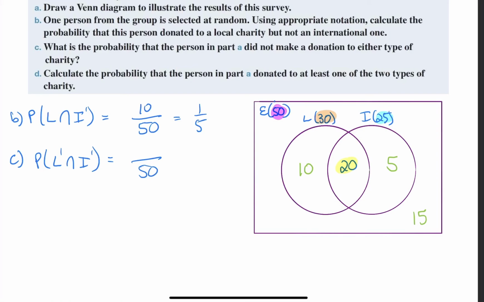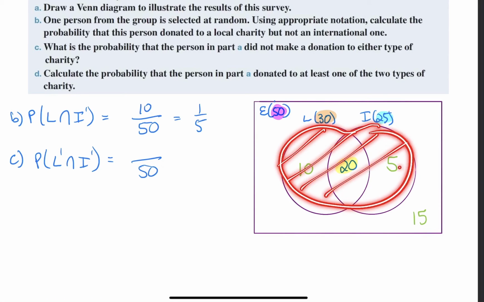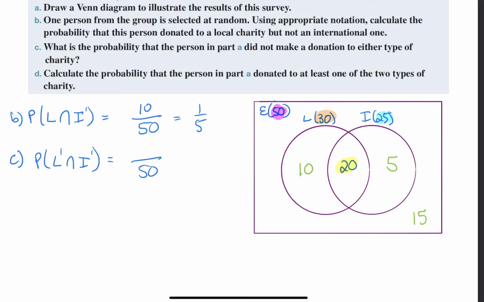And out of 50 people, the person that didn't give to any one of them, which means it is none of these people, which means it must be 15. And that will give us 15 out of 50. Divide by 5, answer is 3/10. You can also say that that equals 0.3, and this is 0.2. It's easy to compare in decimals because you can take that to percentages as well.